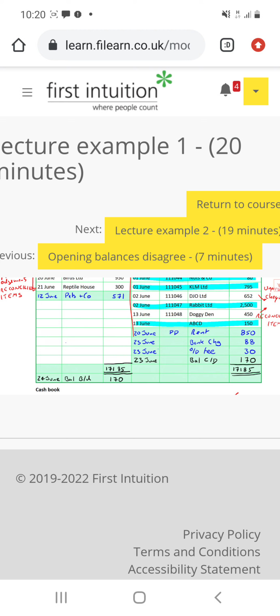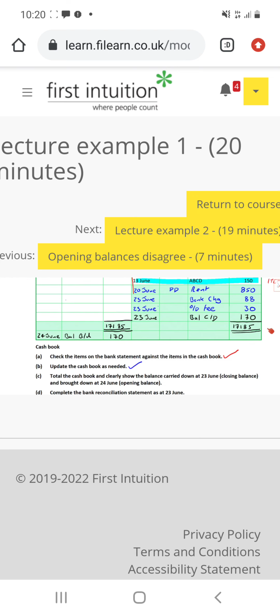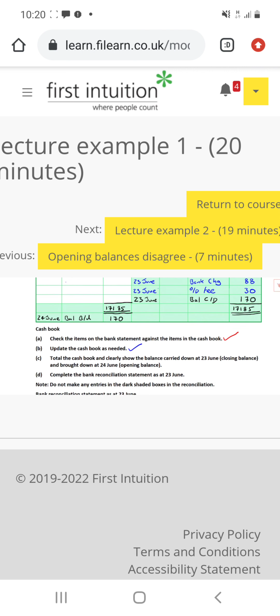So we've got a balance carried down, balance brought down, and there's the 170. In terms of what's just happened, that has allowed me to do my part C, where I've totaled the cash book, clearly showed the balance carried down, which we've just done, and the balance brought down. So it's allowed me to do part C and finish off the cash book. What I now need to do is complete the bank reconciliation.